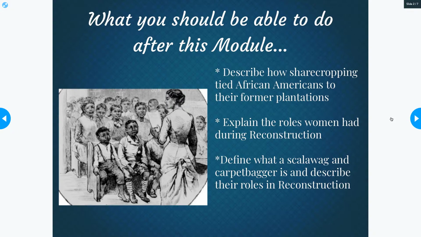So here are the three things that I want you to know once you've watched this presentation. You should be able to describe how sharecropping tied African Americans to their former plantations. You should be able to explain the roles women had during Reconstruction. You should be able to define what a scallywag and carpetbagger is and describe their roles in Reconstruction. So we're going to get started with sharecropping.